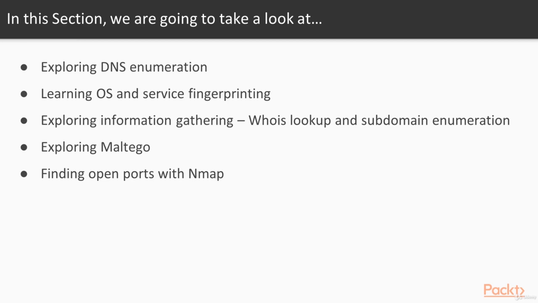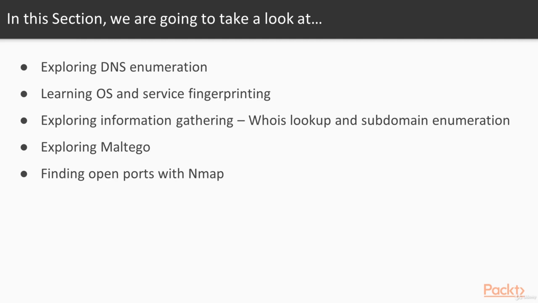So we'll start off with DNS enumeration. We're going to be using a tool called DNSenum to gather DNS information on our target. We will then move to a more classic way of information gathering. We will be performing a whois lookup and a subdomain enumeration on our target. We will use whois lookup tools to get information about our target, and we'll then look at how to enumerate subdomains belonging to a target using a tool called Knockpy.